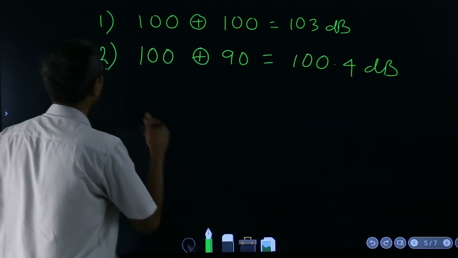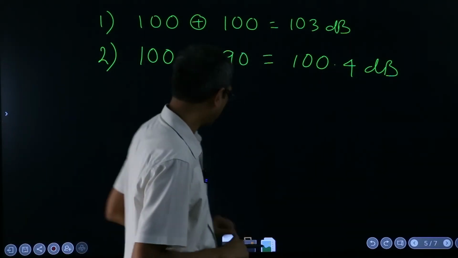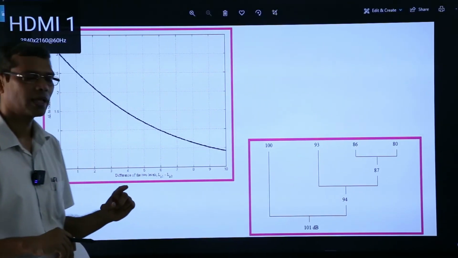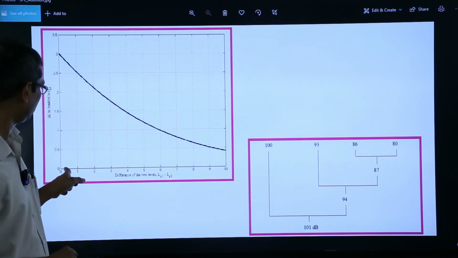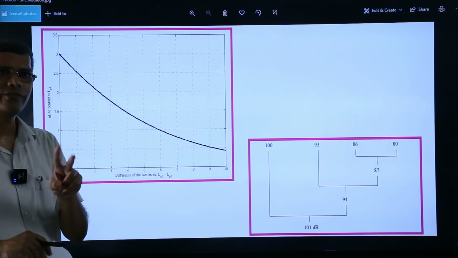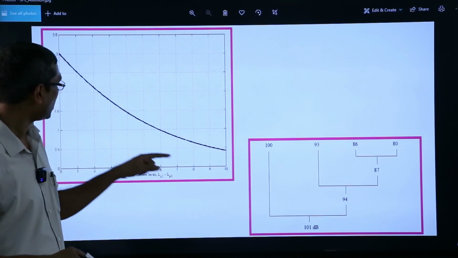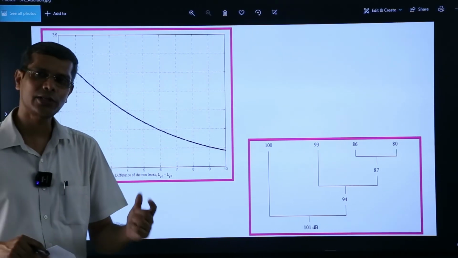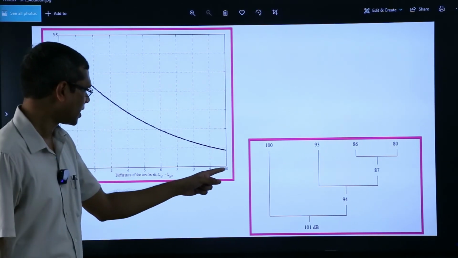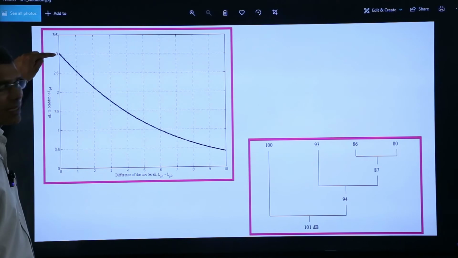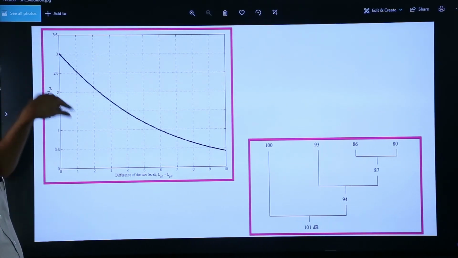Let me tell it now. Here you just see this. There is a curve which can be used to add things. The x-axis in this curve tells you the difference between two sound sources, the SPL of two sound sources, LP1 minus LP2. This curve tells you how much you have to add to the higher value to get the summation. If the difference is 0, that means 100 and 100 you are adding, then you just add 3, that comes to 103. It is a quick curve to add things.